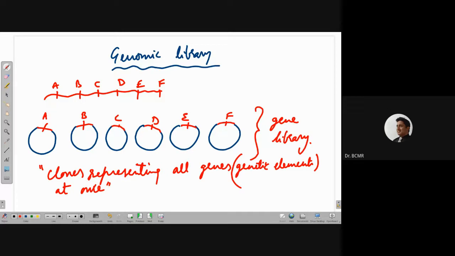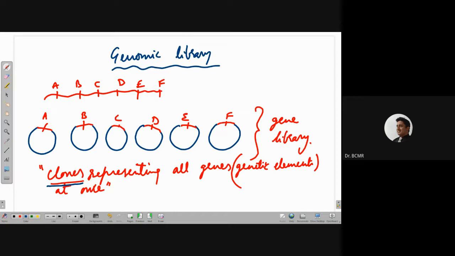If we did not have this D, then is it a gene library? It is a gene library for that particular organism, but it's not a complete one. It is missing some parts. So I hope you understood the definition of it. A gene library is a collection of clones that would be representing all the genetic elements at least once. Ideally, it is usually more than once.